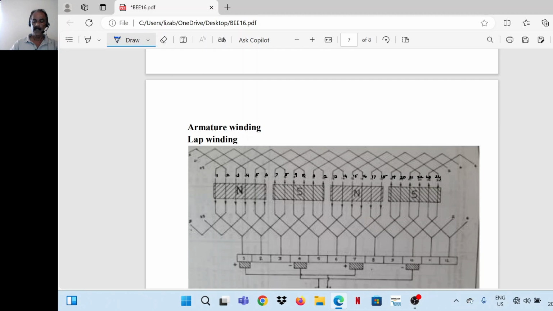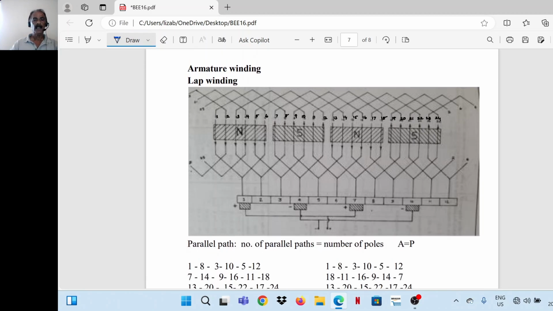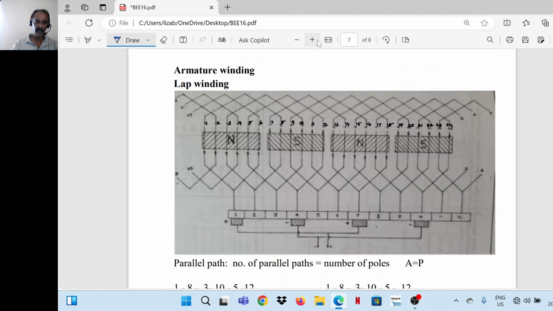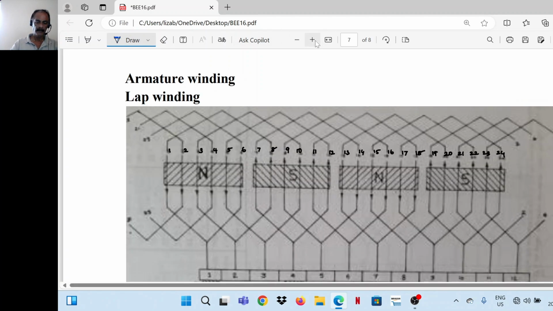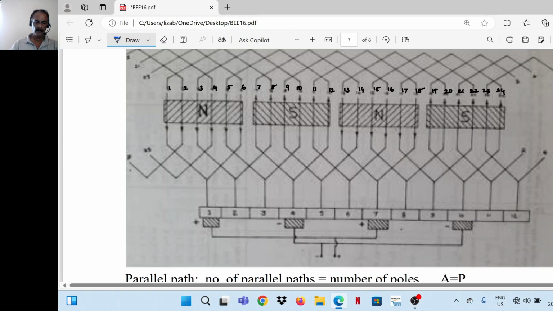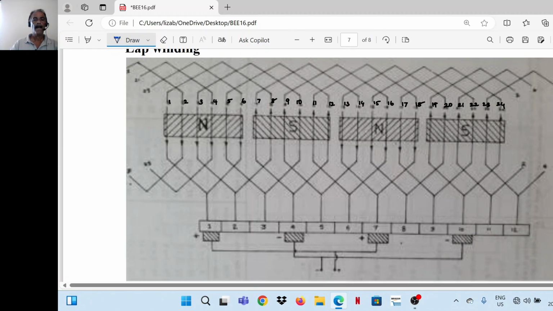Now next is the field winding. There are two types of winding. One is called lap winding. The other one is called wave winding. I'll enlarge this figure a little so that the connection is clear. See? So it's a four-pole machine. The poles are alternately north and south, north, south, north, south, like that. In total there are 24 conductors and four poles.